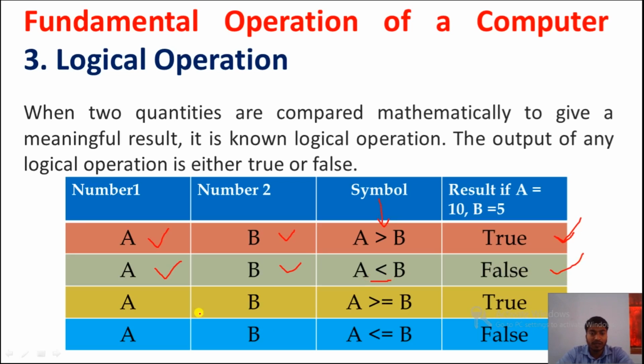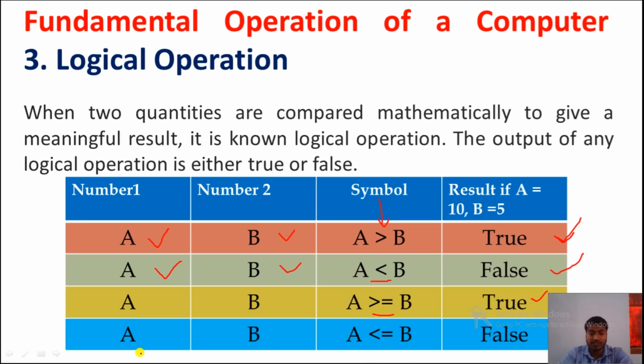Okay, now A greater than or equal to B. Here we have two conditions. If any condition is true, then the output will be true. So here you can see A is greater than B, true. A is equal to B, it's not true, but A is greater than B, that's why it is true here. If any condition is satisfied, then the result will be true. Clearly A has 10, so A is greater than B.